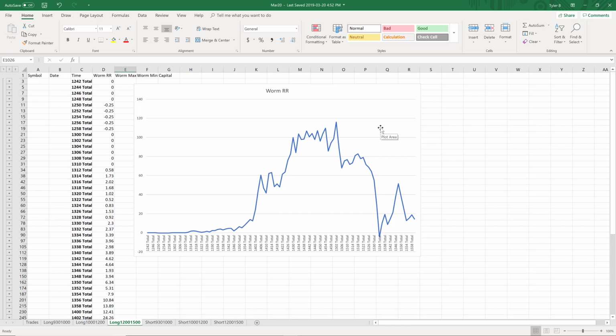So on March 20th, we had a decent rally in the middle of the day, and you can see what that did for the reward for risk curve for stocks that alerted between 12 and 3. They had a really good run from just before 2 o'clock until about 3 o'clock.